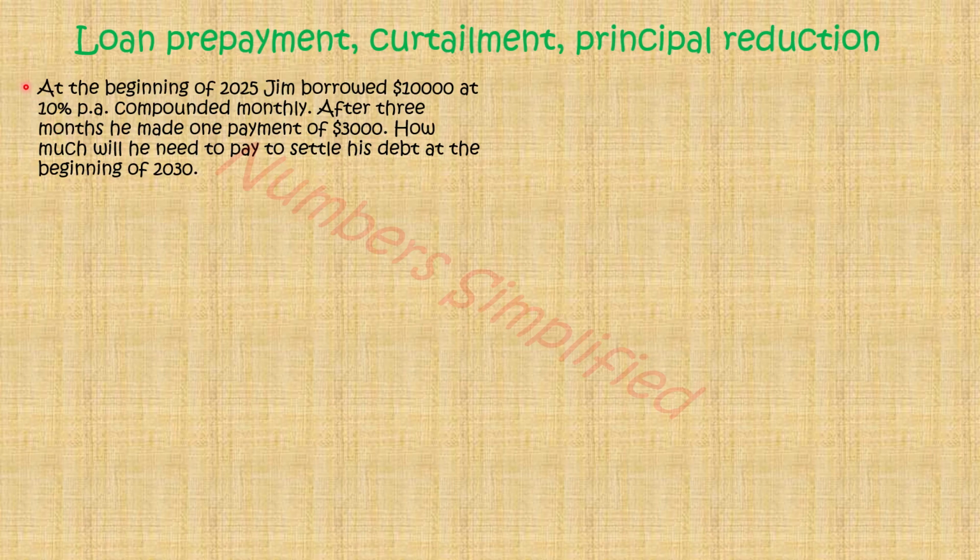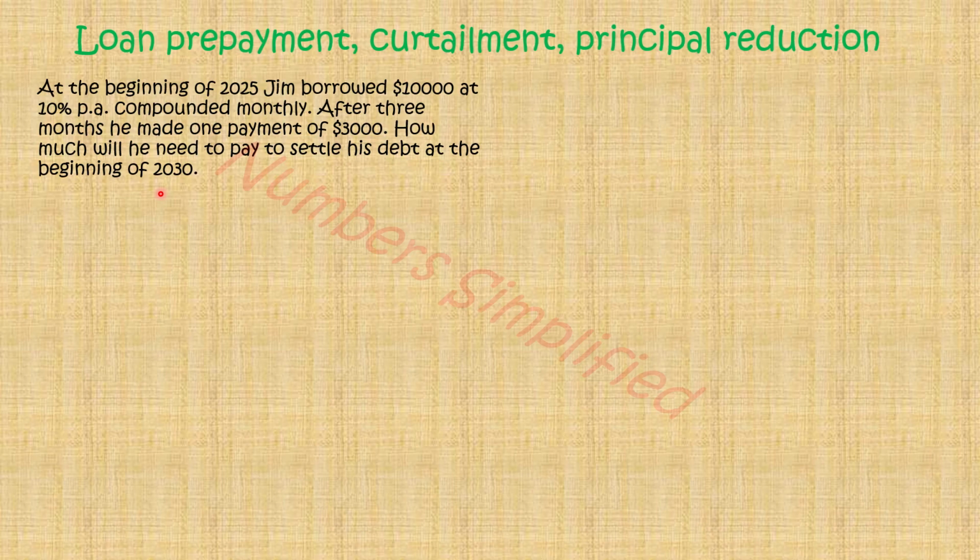Let's take a look at example 1. At the beginning of 2025, Jim borrowed $10,000 at 10% per annum, compounded monthly. After 3 months, he made one payment of $3,000. How much will he need to pay to settle his debt at the beginning of 2030?